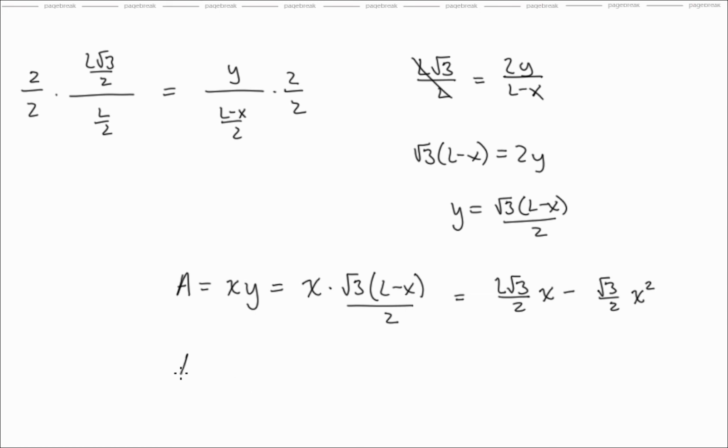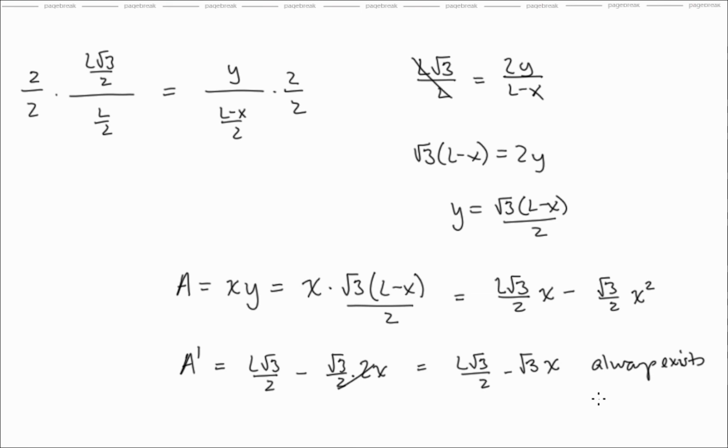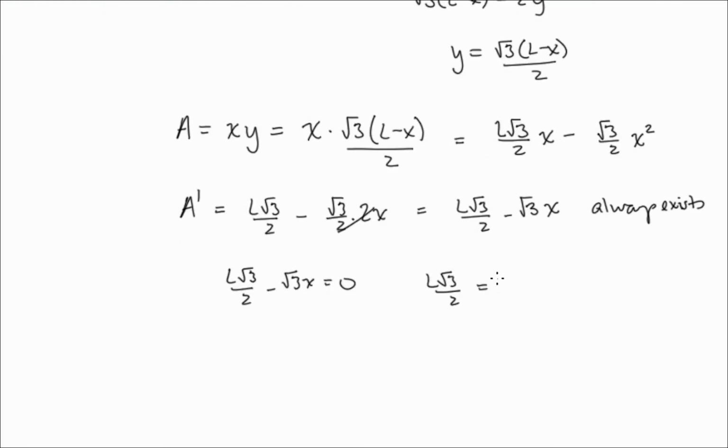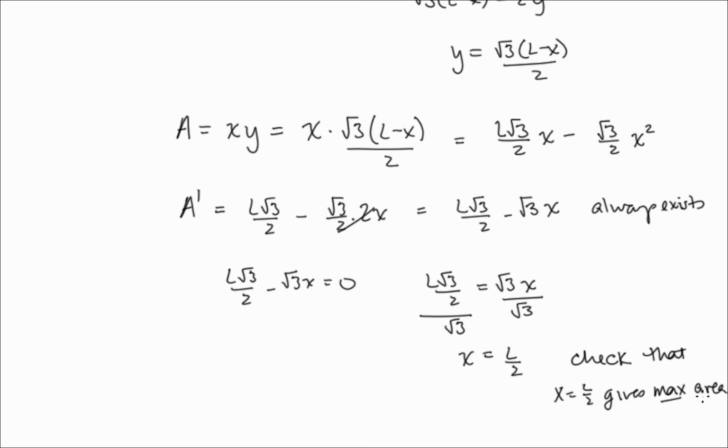And so now we can find A prime to find critical numbers. And so that's going to be L radical 3 over 2 minus, this 2 will come down, so we'll have radical 3 over 2 times 2x. So this is L radical 3 over 2 minus radical 3 x. This always exists, and so we'll set this equal to 0. That gives us L radical 3 over 2 is equal to radical 3 x. And so let's divide by radical 3, and we get x is equal to L over 2. And so this is our only critical number, and we want to check that it gives a maximum area.